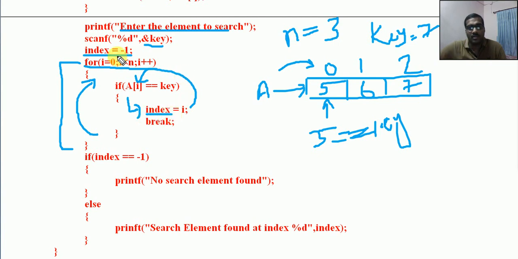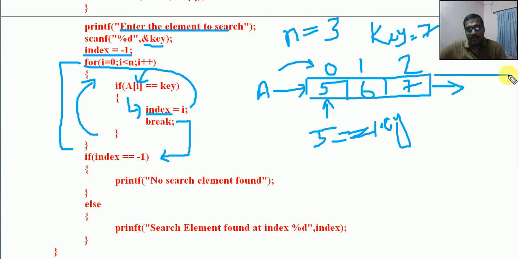So the initial value was -1. Now that will be replaced with the value of I. So what is the value of I now? It is 2, and 2 is assigned to index. Then give a break. Break means it will come out of the loop. Here it will come out automatically because we do not have further elements.